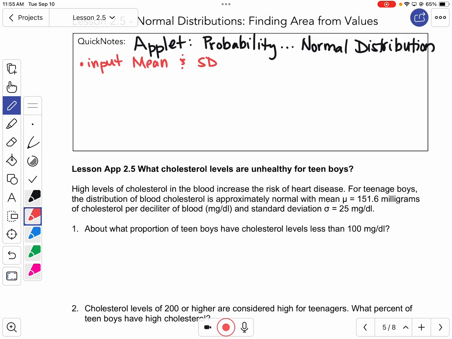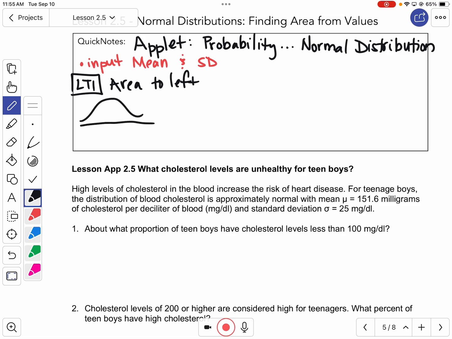So now let's talk about our areas. Learning target 1 was area to the left. So we're going to change that drop-down menu to the left. And it would look something like this. Left would be less than. So less than a number. Learning target 2 is our area to the right. So it would be something that was greater than a certain number.